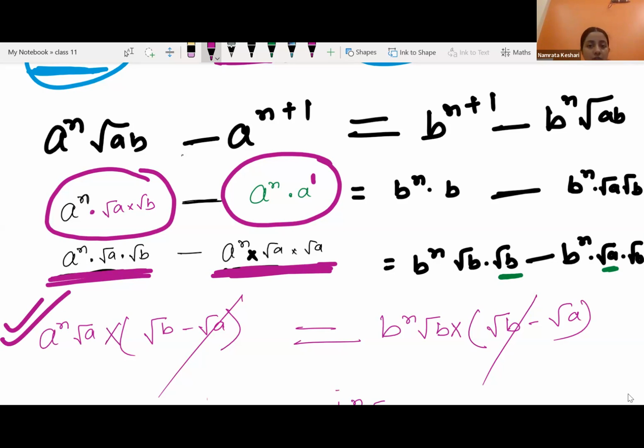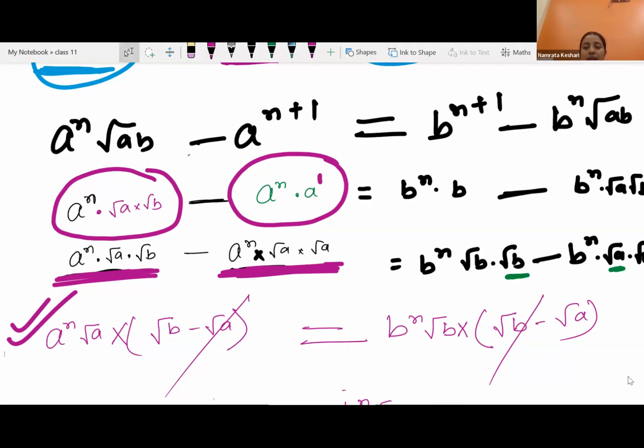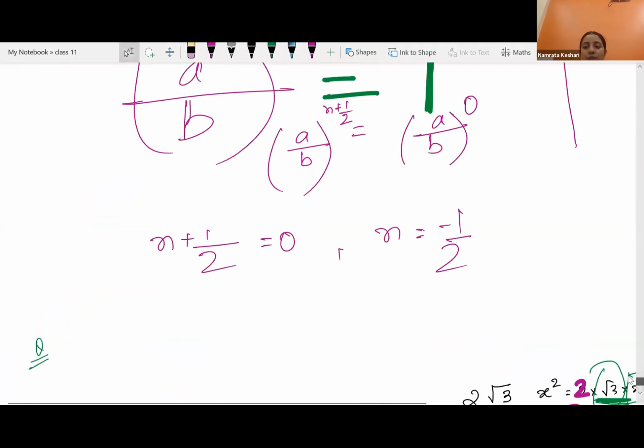And the same thing we have done on the other side. There b to the power n was common and root b was common, and can you see both sides we are getting the remaining bracket term exactly the same. Yes, ma'am. And hence we cancel them out. Now what are we left with? We are just left with a to the power n root a and b to the power n root b.